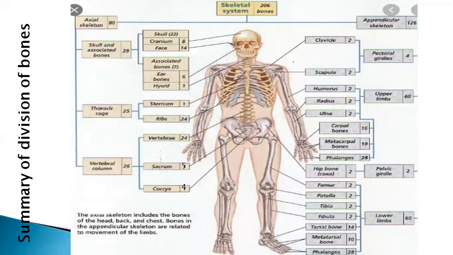Dear students, this is a summary of the human skeleton. You can learn very easily from that how many bones are present. We can look at a summary and overview of that. Axial skeleton is having 80 bones, and appendicular skeleton is having 120 bones. Then we can see all the numbers which are distributed very clearly here.